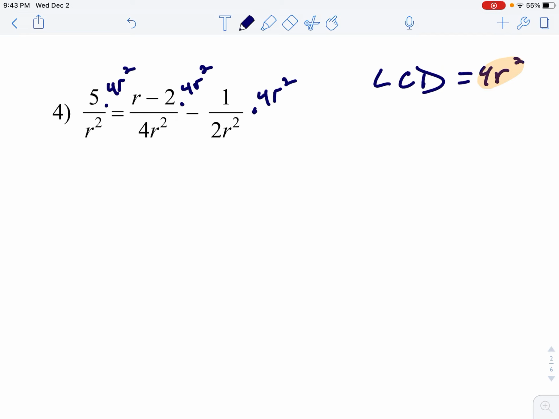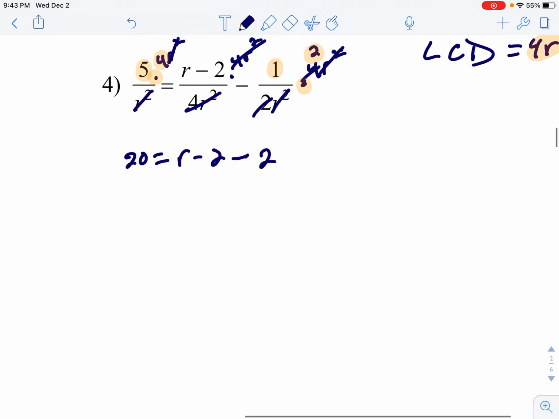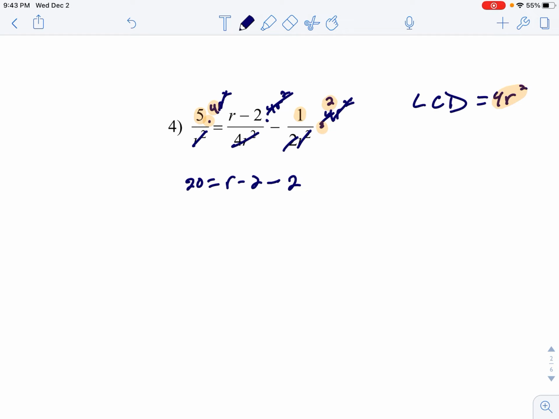When you write it like this, sort of squeezed in, you can cancel the r squared and the r squared. You're left with 5 times 4. See right here, 5 times 4. That's 20. And then this completely cancels out. You bring down r minus 2. And then this cancels. 2 goes into 4 twice, so that leaves you with minus 1 times 2. 1 times 2 is 2. And there it is. Now a very simple equation that you should not have any trouble solving. Minus 2, that's minus 4. Add 4 to both sides. 24 equals r. That should be the answer.